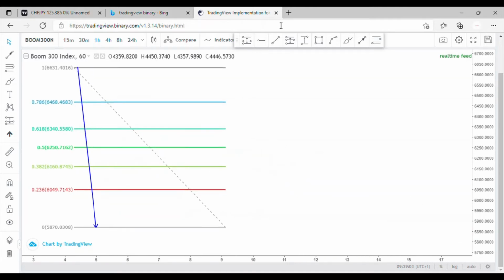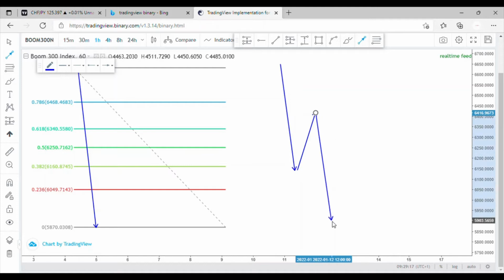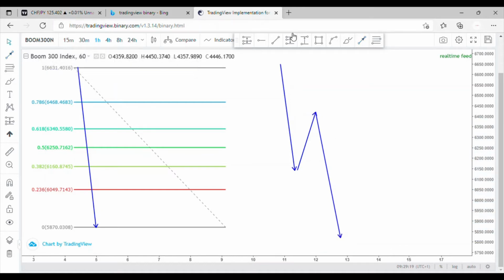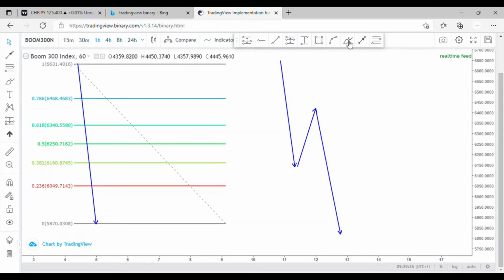So for example, let's say you have a trend in motion, then we have a retracement here, then you have a trend in motion again. So this one is a lower low, lower low, lower high.